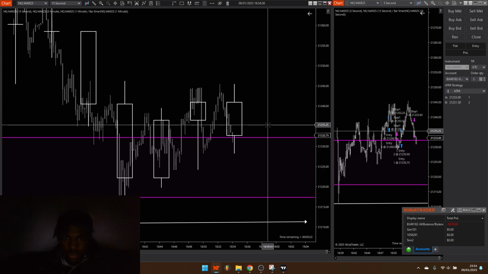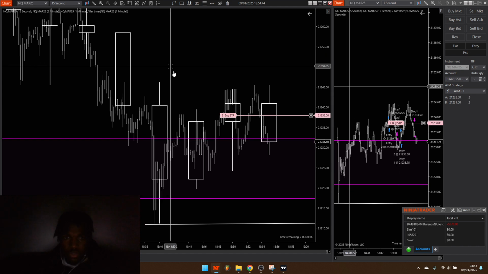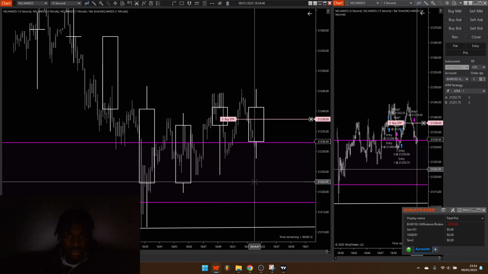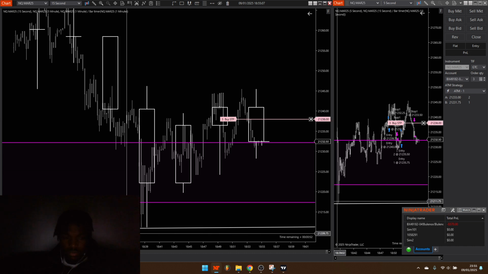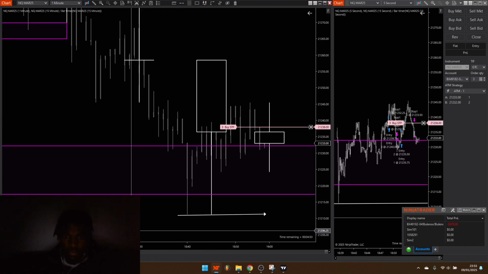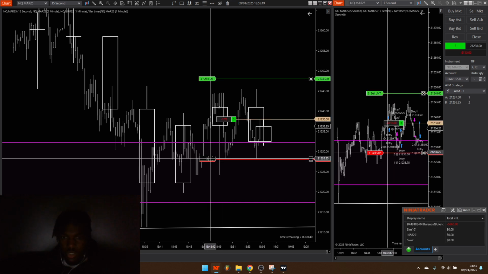Either way, I'm still seeing that we're not moving out. I was looking for a further move up, but nope. Because I know we can get that volatile move. That's why I'm managing like this, to be honest.